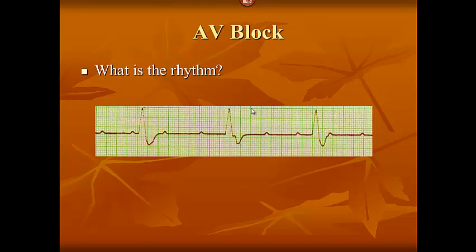Now then comes the third degree AV block, where there is a complete derangement. There is no communication between P's and QRS's. It occurs when no action potential is conducted through the AV node. This results in the P waves being completely unrelated to the QRS complexes. So the P waves occur at one rate and the QRS complexes at another rate. And this is basically what we are seeing right here.